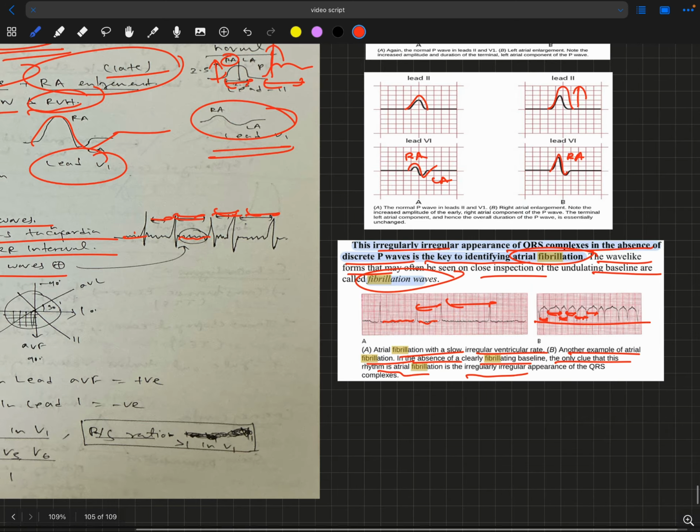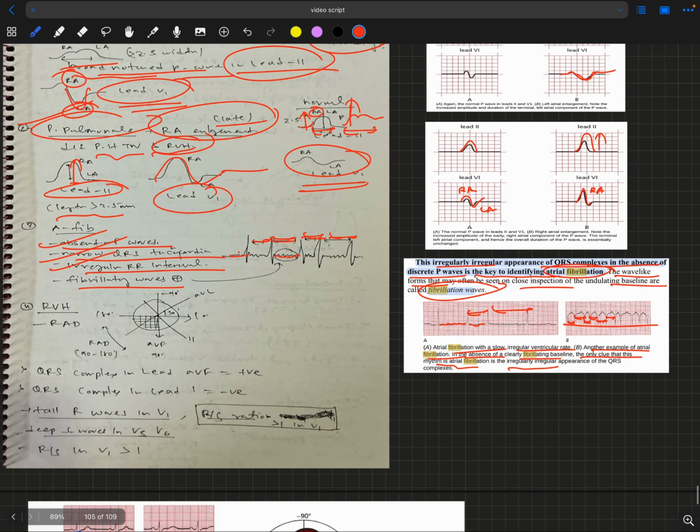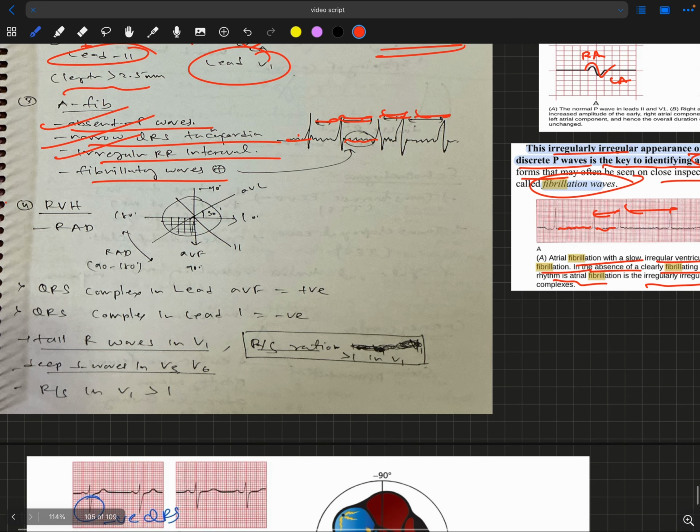This is the finding in case of atrial fibrillation. So there will be right ventricular hypertrophy. In right ventricular hypertrophy, first we have to see if there is right axis deviation. So how will we know there is right axis deviation? Suppose this is the right axis deviation.